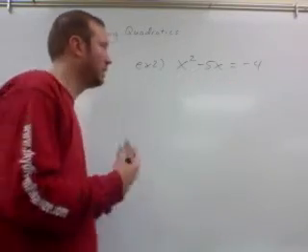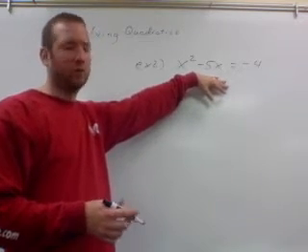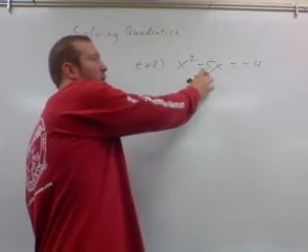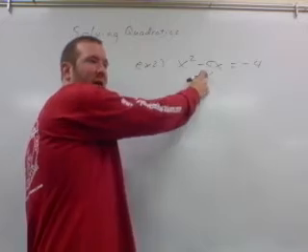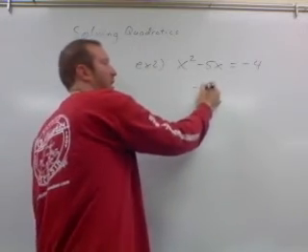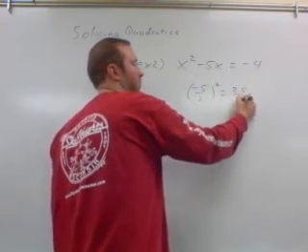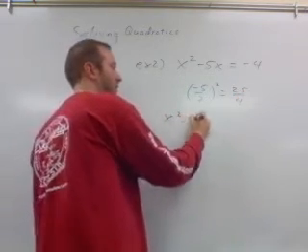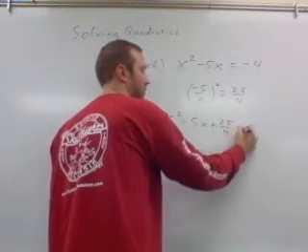Okay? So what I'm going to do then is try to turn this into a perfect square trinomial. Again, watch the completing the square video. But in order to do that, I'm going to take half of negative 5, which is negative 5 halves, and square it. So negative 5 halves squared is 25 fourths. Okay, so that's what I'm going to add. I get x squared minus 5x plus 25 fourths.